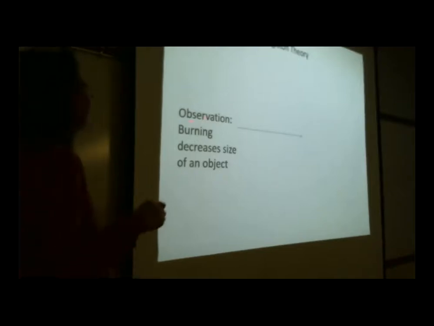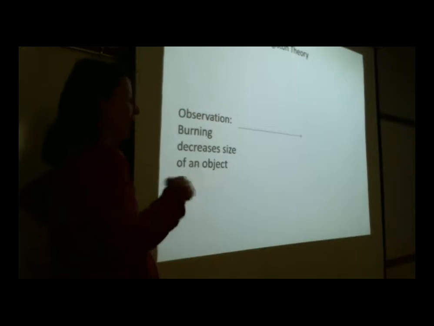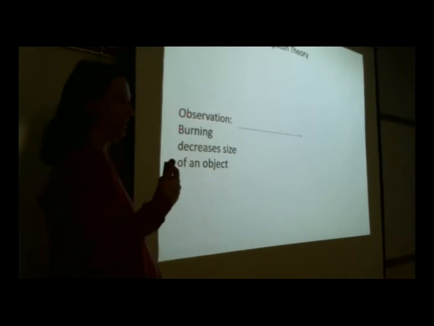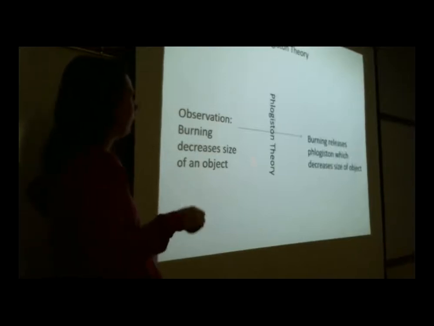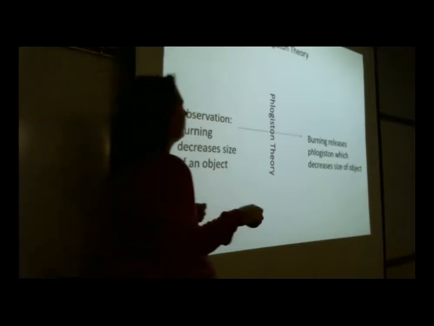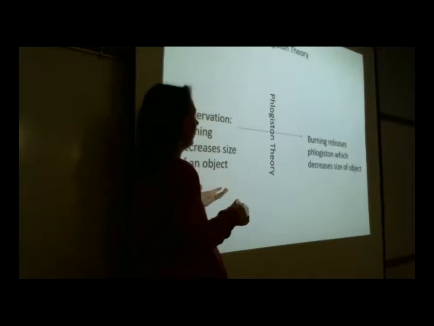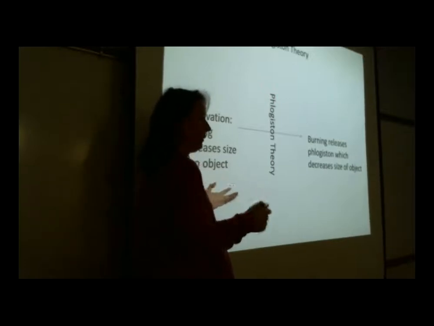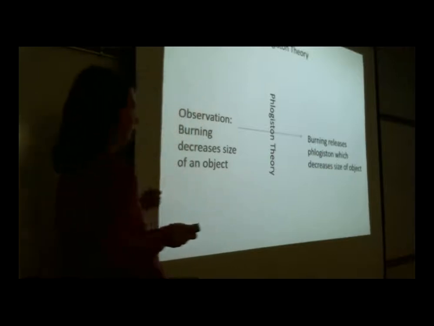So with the phlogiston theory, right, there was the observation. We observed, I say we as if I was there, scientists, people observed burning decreases the size of an object, right? You burn something, it gets smaller. And so the theory was phlogiston theory, right? That was the lens that you were looking through. And so in terms of the lens of phlogiston theory, it said burning releases phlogiston, right? That was how these data were interpreted by the theory of phlogiston.